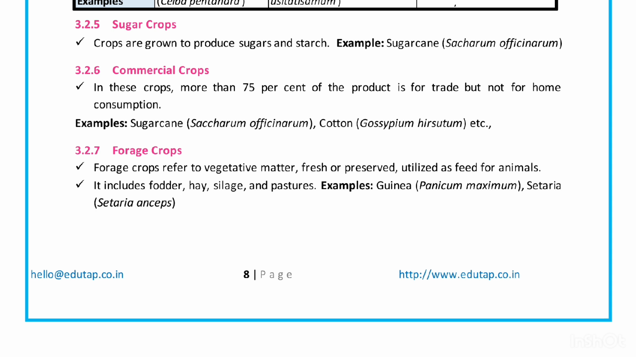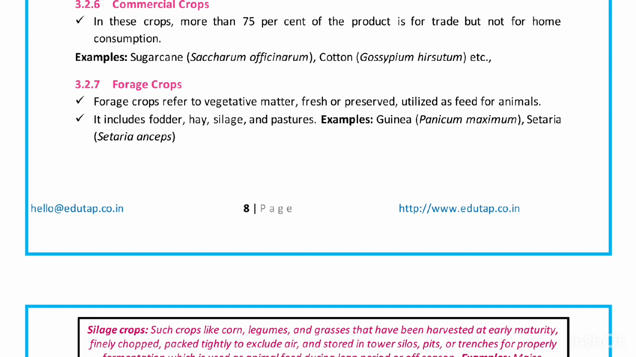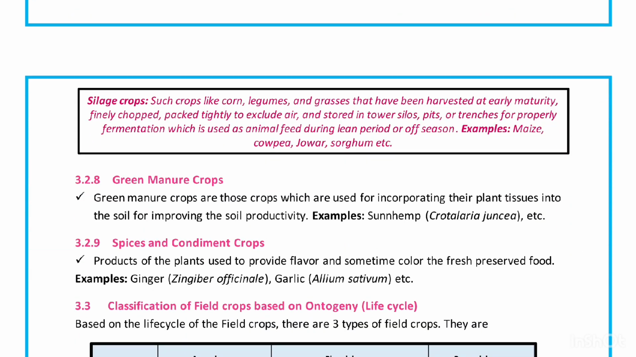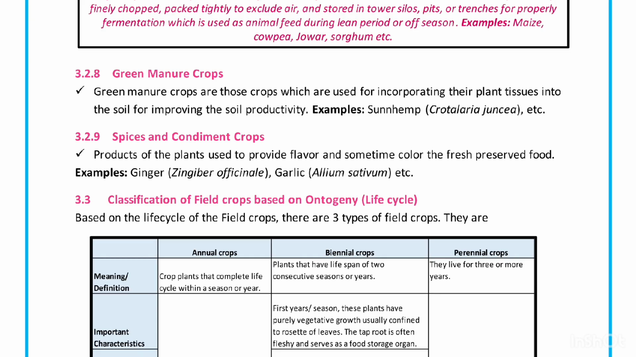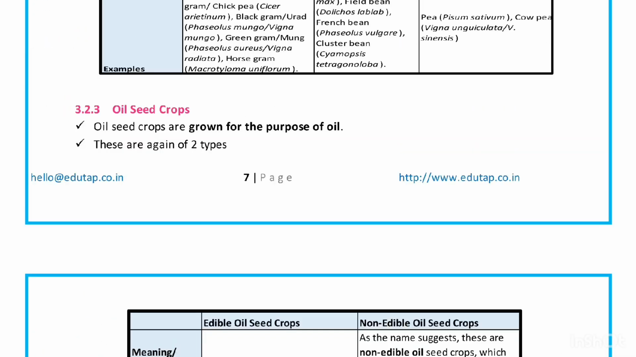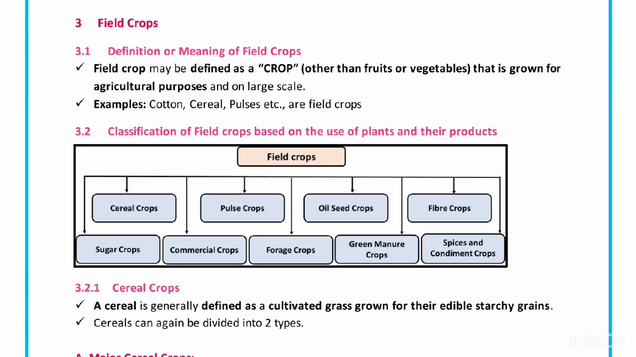Now we are discussing agronomy, and we are concerned with field crops. Agronomy is about how they are classified, so we can have a better understanding. So students, to understand the field crops, first of all we need to understand the classification.